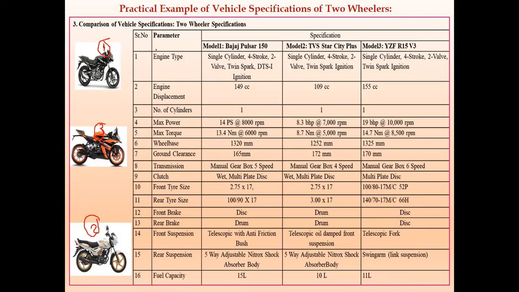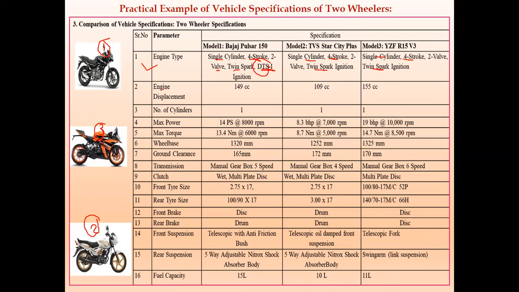The first specification is the engine type. All these engines are single cylinder and 4-stroke. There are 2 valves per cylinder. Then we have a twin spark ignition system, or it is called DTSI, digital twin spark ignition. So this is the engine type.